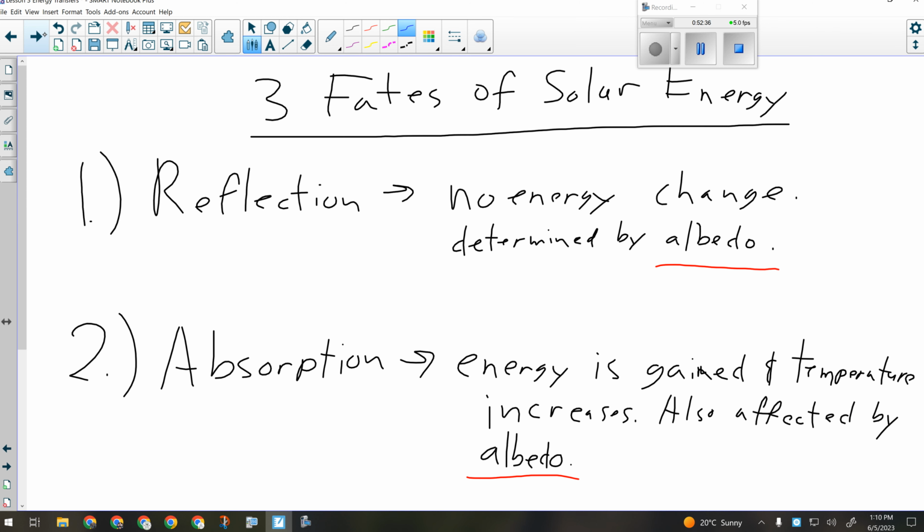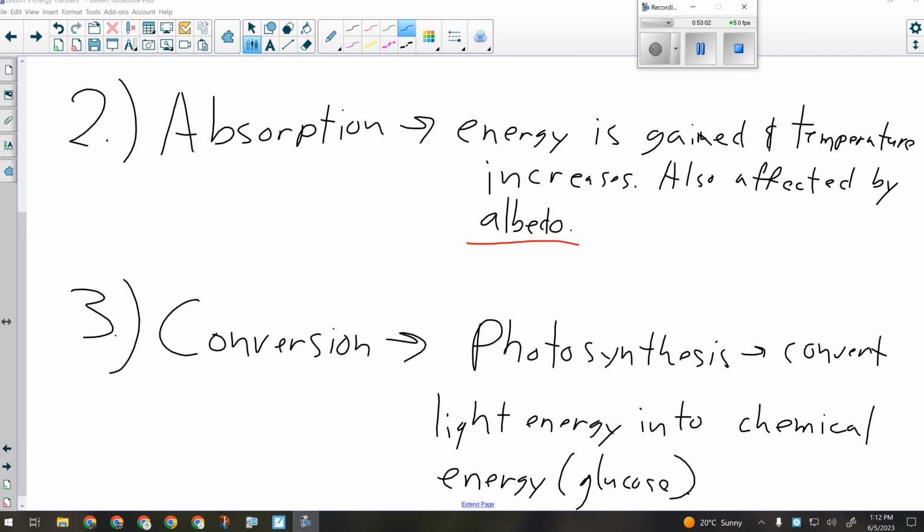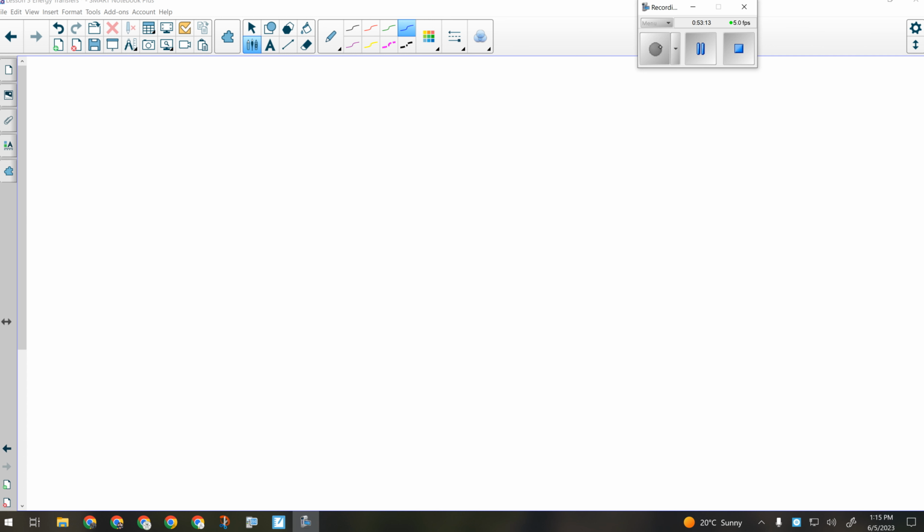Okay, so I would say write this down. These are the three fates of solar energy. Reflection: if reflection occurs, there's no energy change. That's determined by the albedo. High albedo, highly reflective. Low albedo, highly absorptive. Absorption: energy is gained and temperature increases, also affected by albedo. I'll scroll it down in a minute so you can see the other part. And then the third one obviously is conversion. The process that carries out conversion is photosynthesis. So plants convert light energy into chemical energy, or glucose. That is photosynthesis.